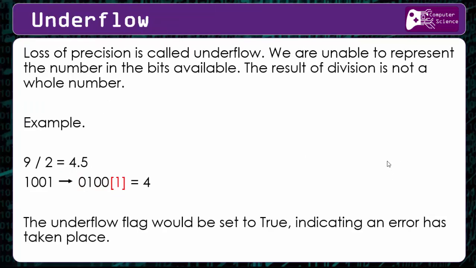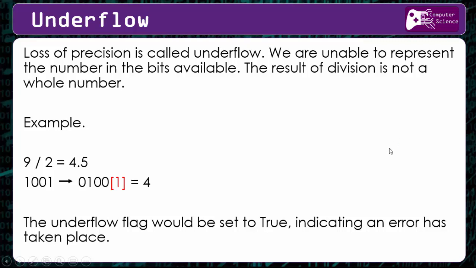We're unable to represent the number in the bits available, so the result of the division is not a whole number. Another example down here, 9 divided by 2 should be 4.5. If we do that with a binary shift, we drop a 1 off the end and our answer is 4. So 9 divided by 2 looks like it's 4, which is wrong. So the underflow flag would be set to true, indicating that an underflow error has taken place.